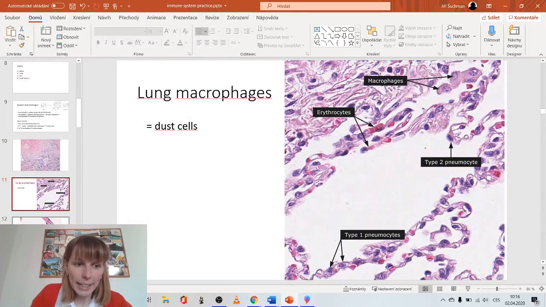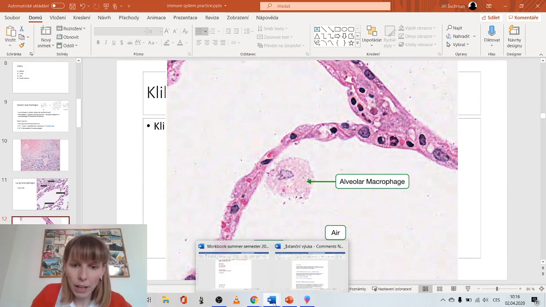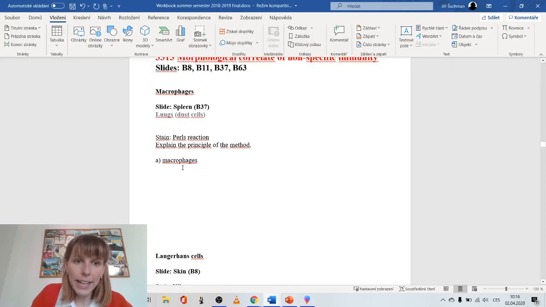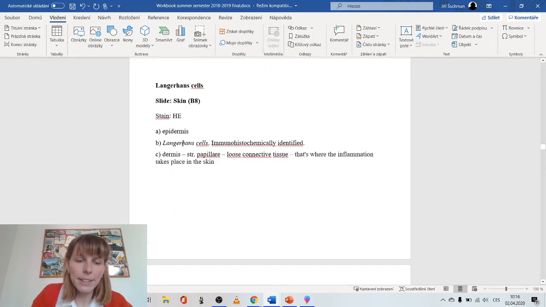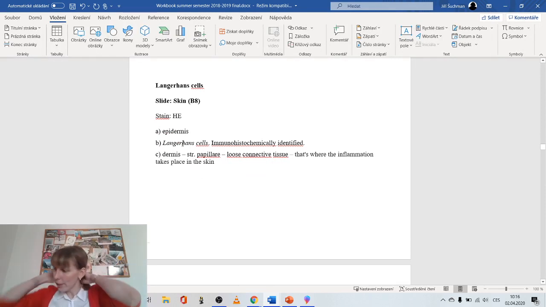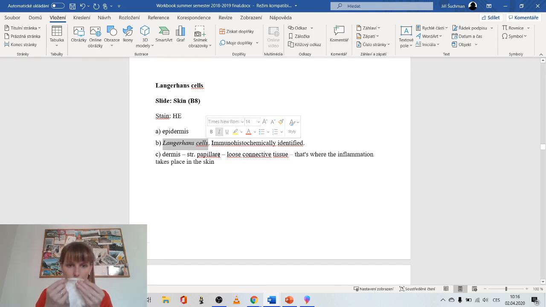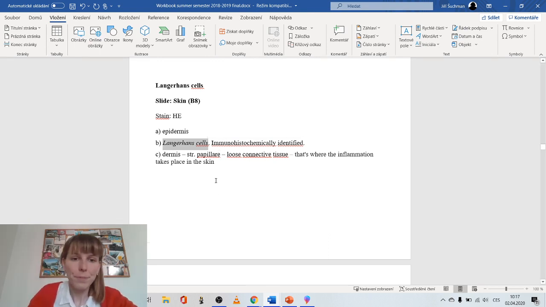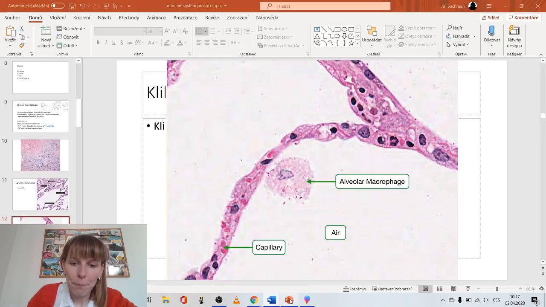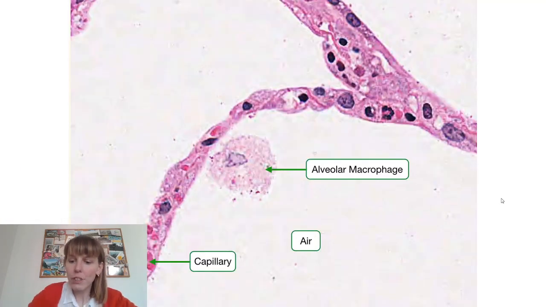So let's continue. This was the lung and the dust cells, and next on our list today is the skin. The skin we have already seen several times, but it never hurts to repeat it. And today we want to focus on Langerhans cells, which will be the immune cells inside the epidermis. Sorry. So, let's get back to the presentation.